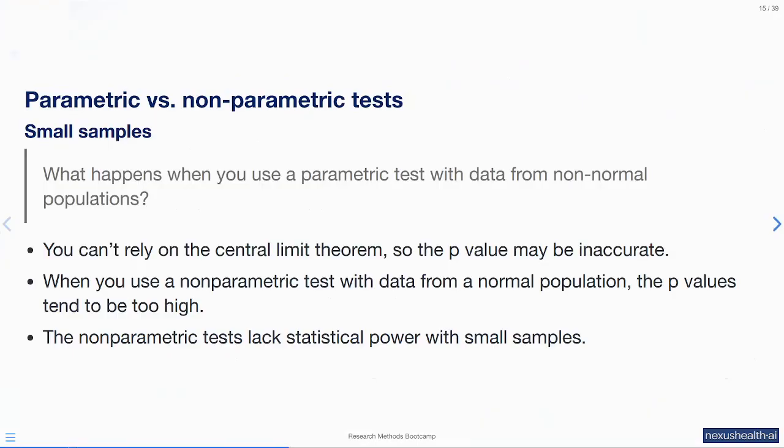If we use a non-parametric test with data from a normal population, we run the risk of losing power. We may end up with p-values that are a bit on the high side. The non-parametric test lacks statistical power with small samples.